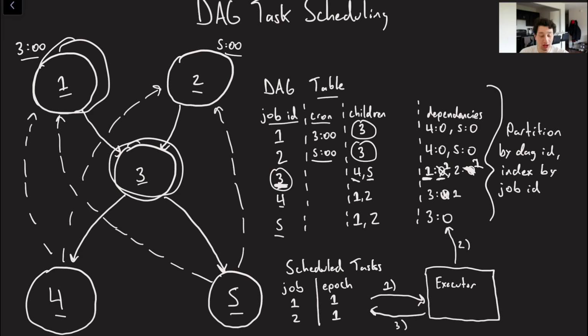Now I can see that all of the dependencies for job number 4 have been run. I can schedule it. Same thing applies for number 5. We just ran with epoch 1, so now I can go ahead and schedule it.